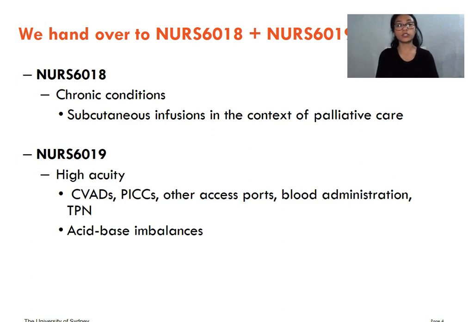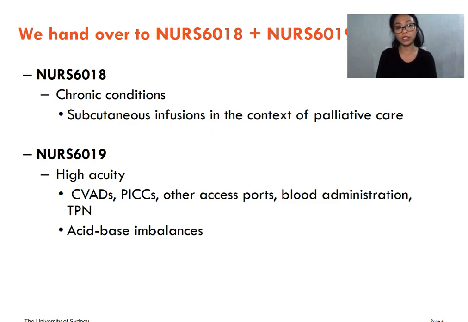Also, we hand over to 6019, that is usually taken concurrently with 6018. 6019 is a high acuity unit. In that subject, you look at central venous access devices as opposed to 5084, this subject, where you look at peripheral venous access devices or cannulas. In that subject, you look at peripherally inserted central catheters, so those two are going into a central vein. Other access ports that are quite invasive and appropriate for high acuity areas such as HDU, ICU, and ED.